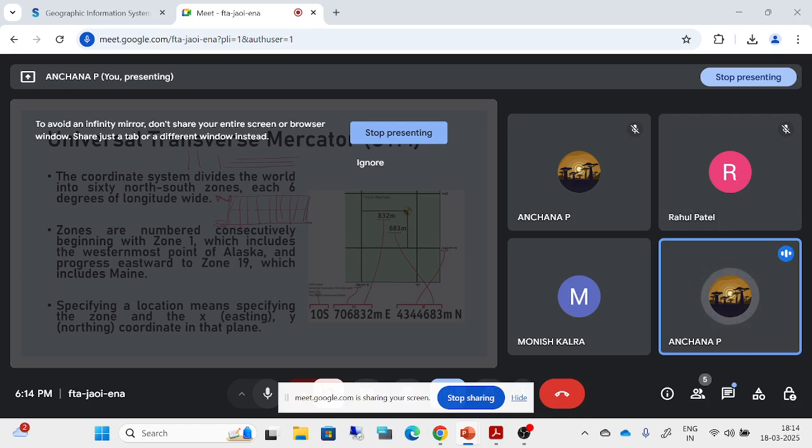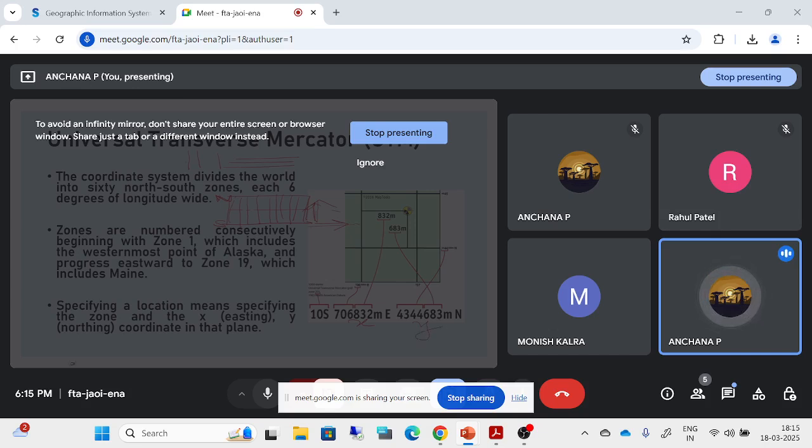So this is 706, and then this is the distance from the nearest vertical line, that is 832 meters east, in the eastward direction. Okay, the direction is east. And then similarly in the north, we are looking at this direction also. This is the x direction, this is the y direction, right? So this gives you the x information, and this gives you the y information.